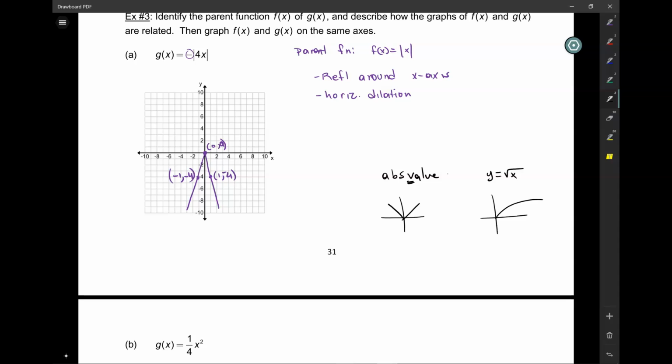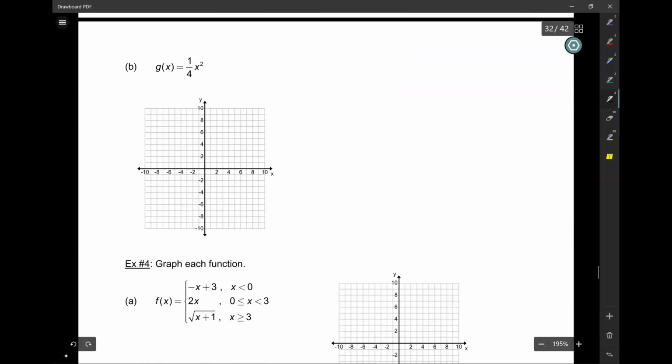Okay, so take a look at this next one. I have 1 over 4 x squared. So what's the parent function? f of x equals x squared. So what's the transformation that's happening here? This is a vertical dilation, but it's being compressed vertically. It's a vertical compression, but it's fine. If you just say vertical dilation, I'm cool with that.